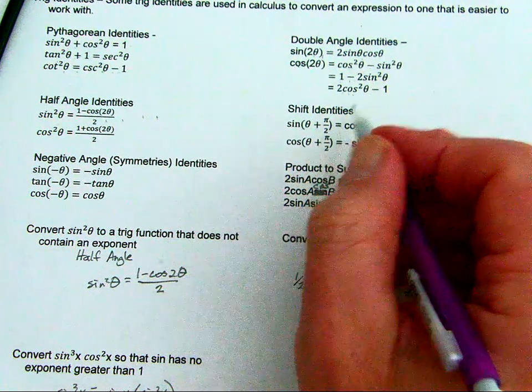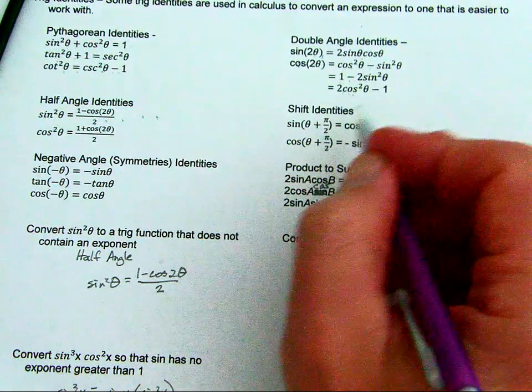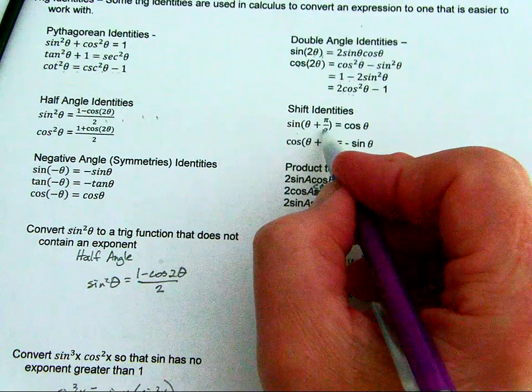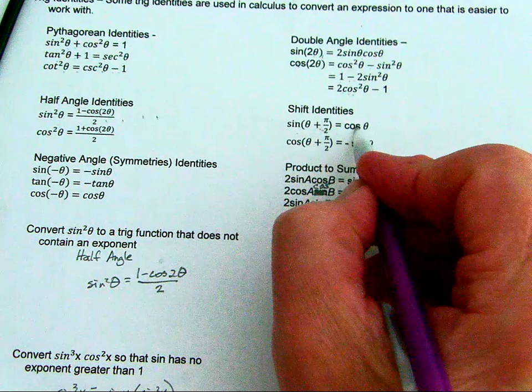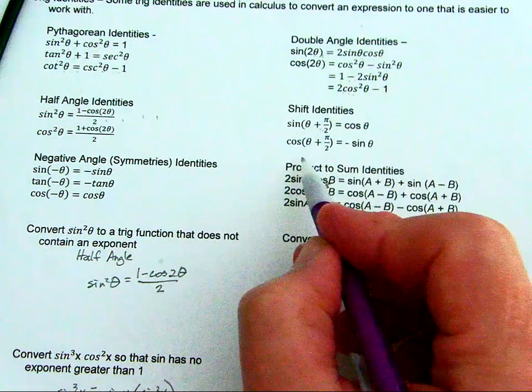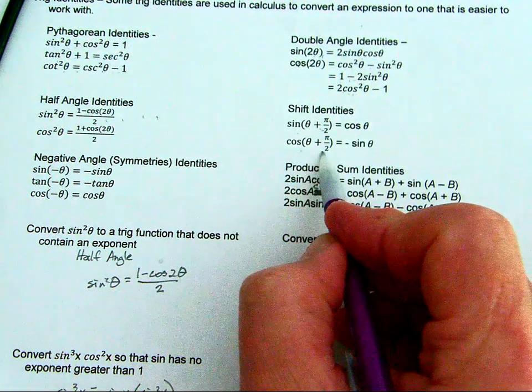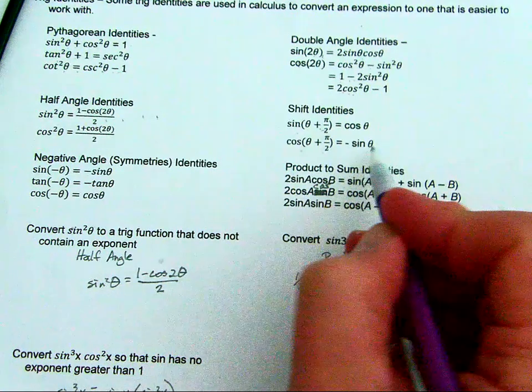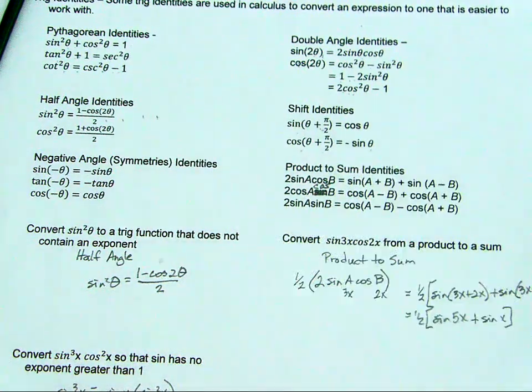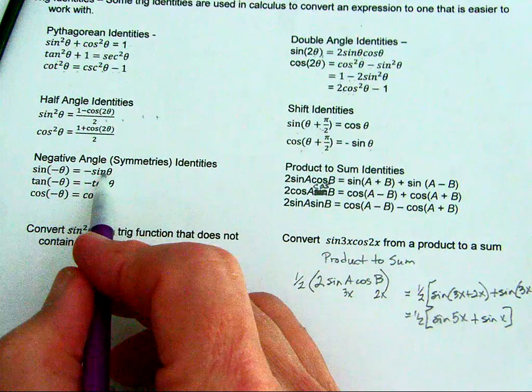The shift identities, I don't think we talked about these much, but remember, if you shift these over, like the sine of theta, if you move over right pi over 2, that's the same as a cosine curve. If you took a cosine curve and moved it over pi over 2, that's the same as a negative sine curve, because it's like it flips it over.